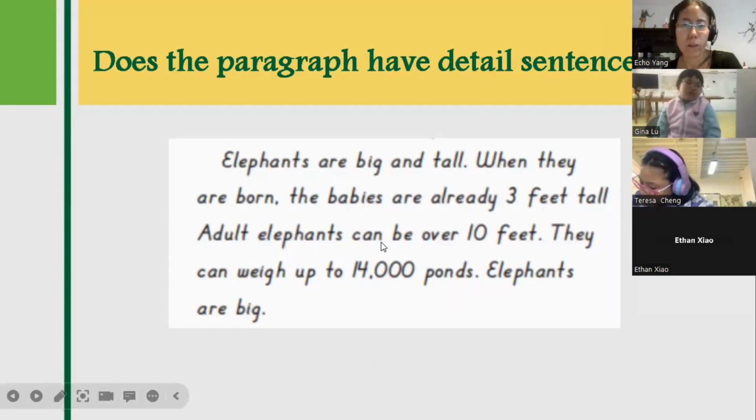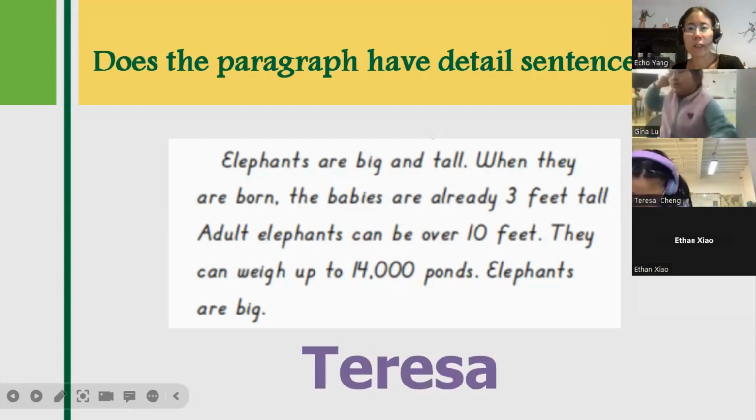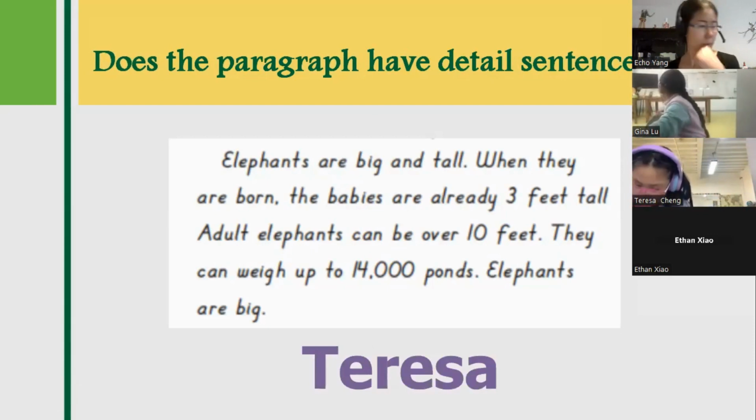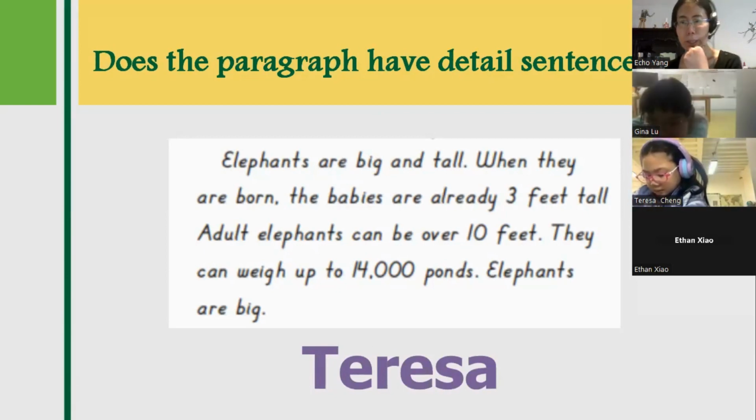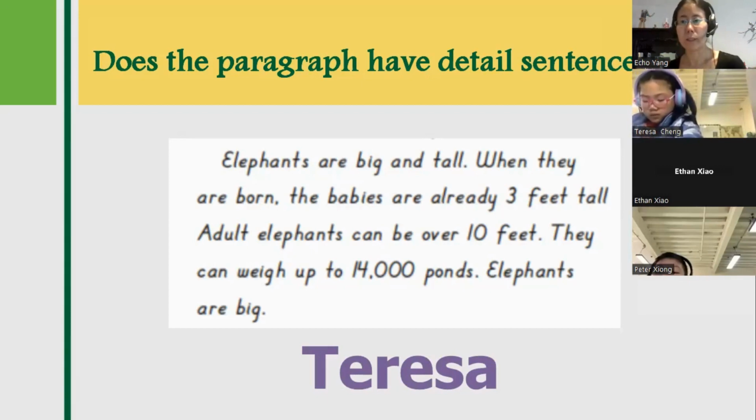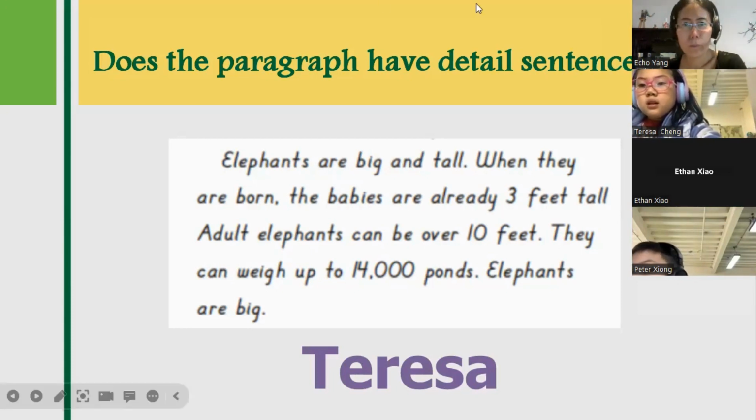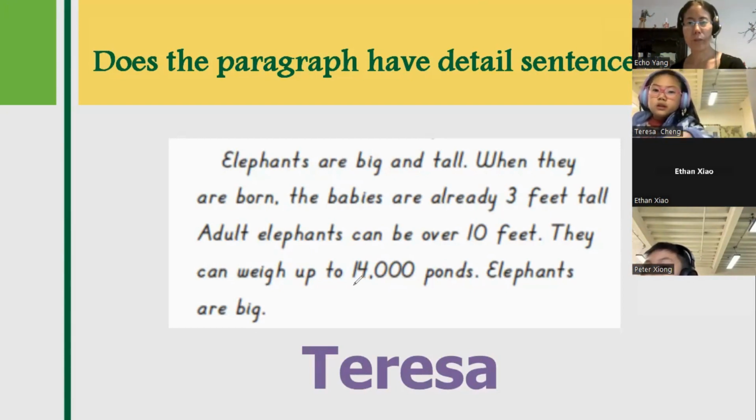And now we come to the question. So does the paragraph have detailed sentences? Teresa, please. Teresa, please. So tell the detailed sentences. Elephants are big and tall when they are born. The babies are already 3 feet tall. Adult elephants can be over 10 feet. Then can weigh up to 14,000 pounds. Elephants are big.